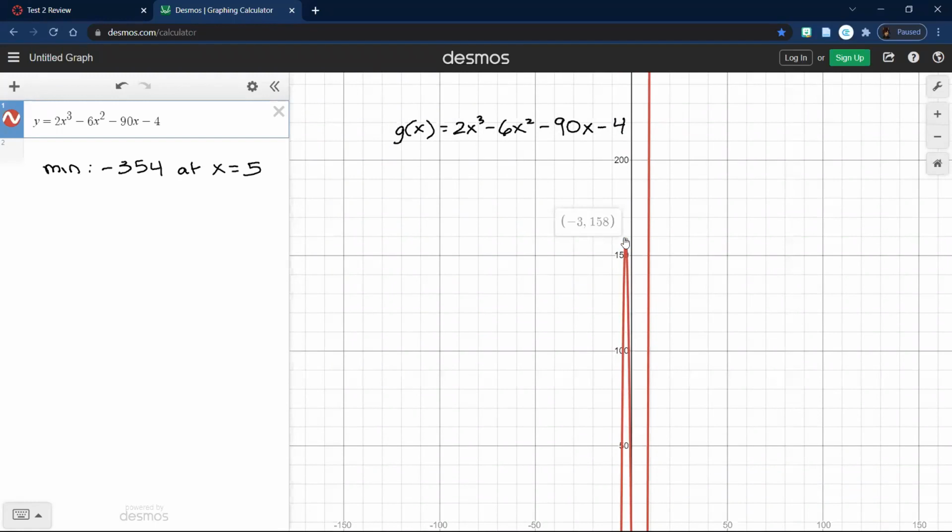Okay, so our maximum here is what? 158. Yes, and it's 158 at x equals negative 3. Yep, and I'm going to go ahead and write that.